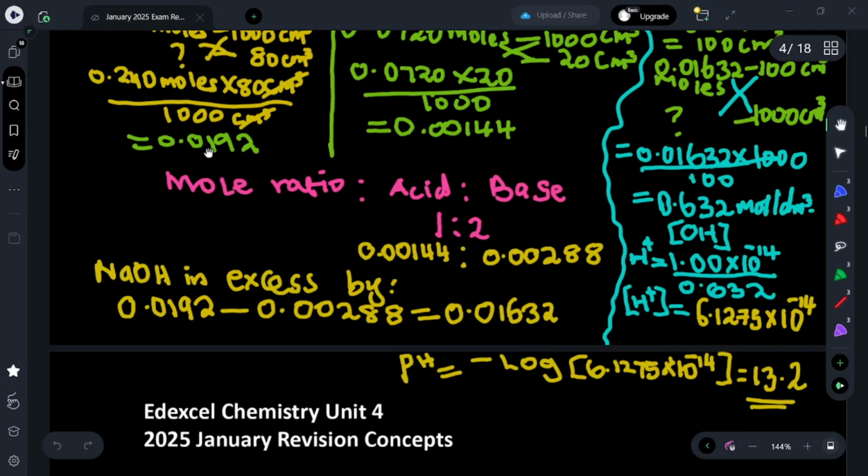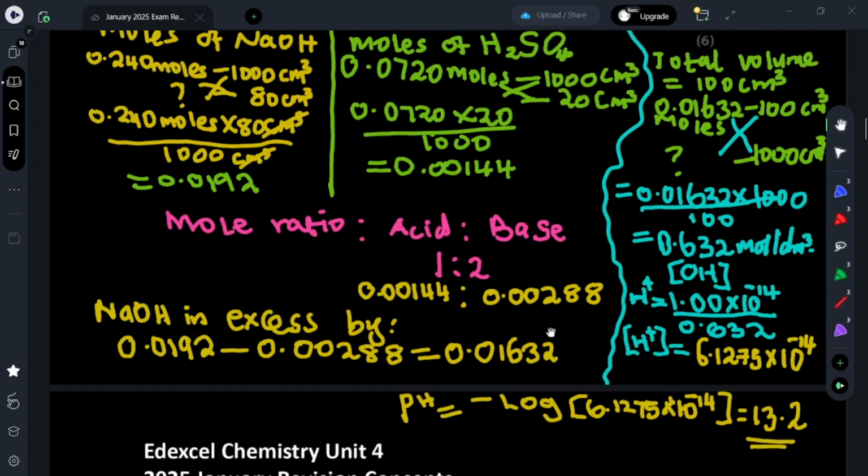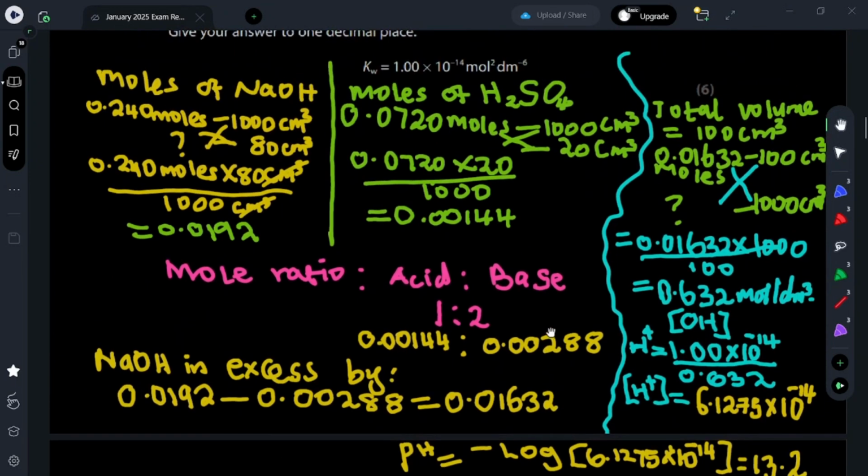The 0.00144 moles of the acid that we got will only take 0.0288 moles of the base. And after taking 0.0288 moles of the base, 0.01632 will remain. So we want to use this to know what is the concentration of the hydroxide ions remaining after the neutralization. And when we know the concentration of the hydroxide ions, we know the concentration of hydrogen ions using the ionic product of water.